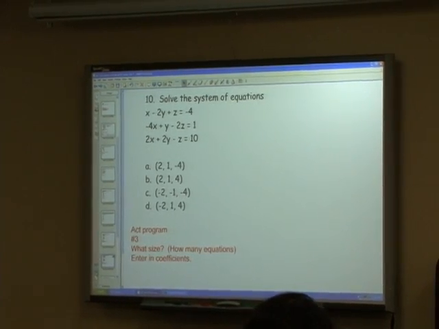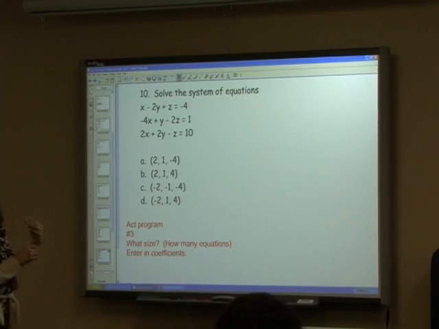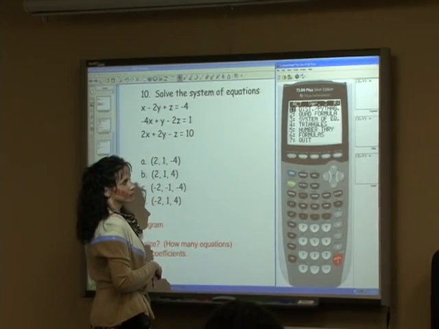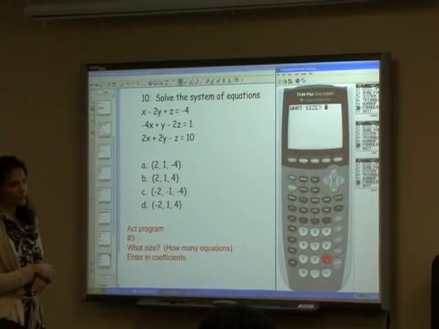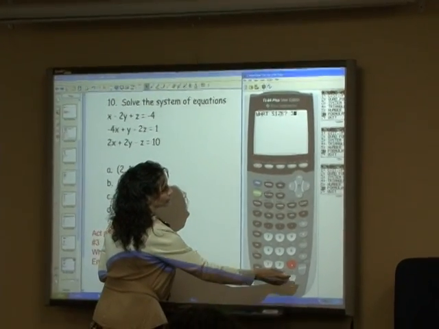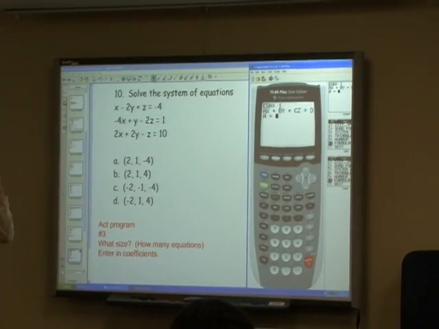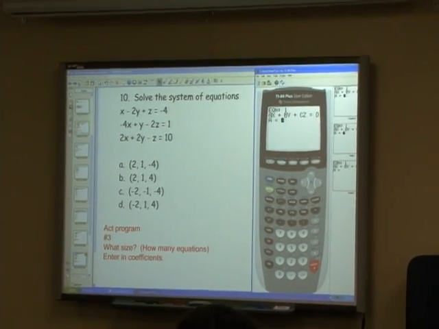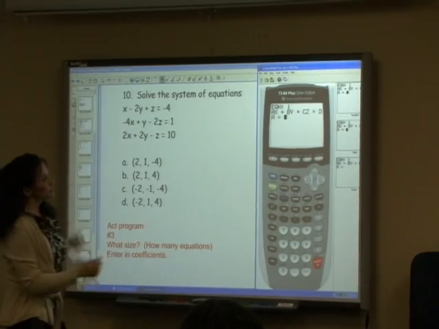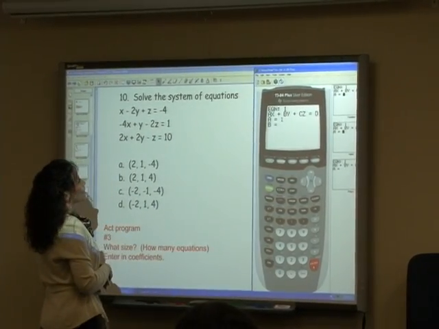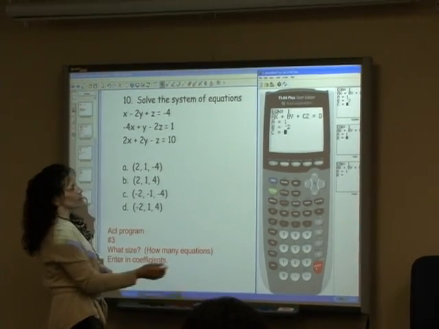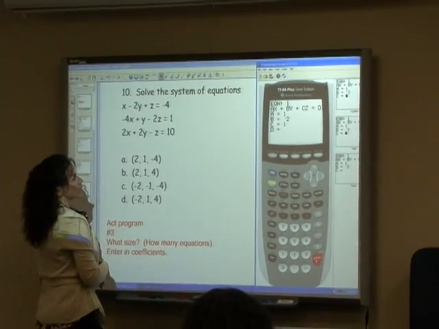Same type of problem, but instead of using 2 equations, we have 3. Okay, so I'm going to hit enter to get back to my main menu. Number 3 for systems of equations. This time, what's the size? 3. Okay, again, it'll tell you what form it needs to be in. So my a in this problem would be what for my equation 1? It's going to be a 1. My b is -2. My c is 1. And my d is -4.